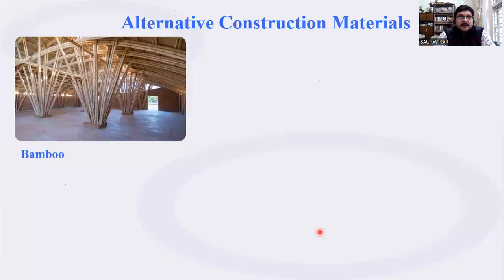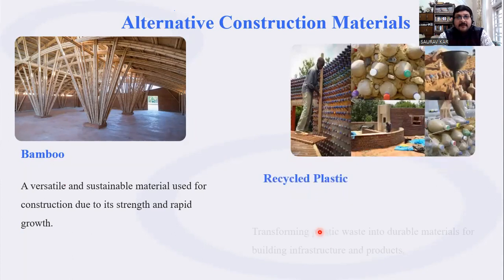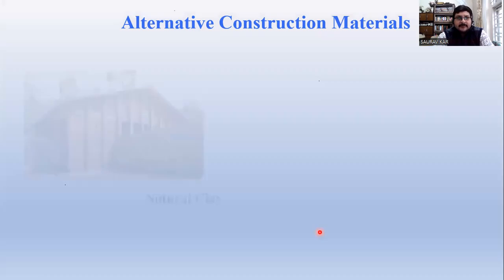When we learn the alternate construction materials, we will be learning bamboo, a versatile and sustainable material used for construction due to its strength and rapid growth. Then we have recycled plastics. Plastic is a very big headache for the environment and for the citizens and the engineers. So plastic is getting recycled into durable materials for building infrastructure, products, highways also. So recycled plastic is an alternative construction material.